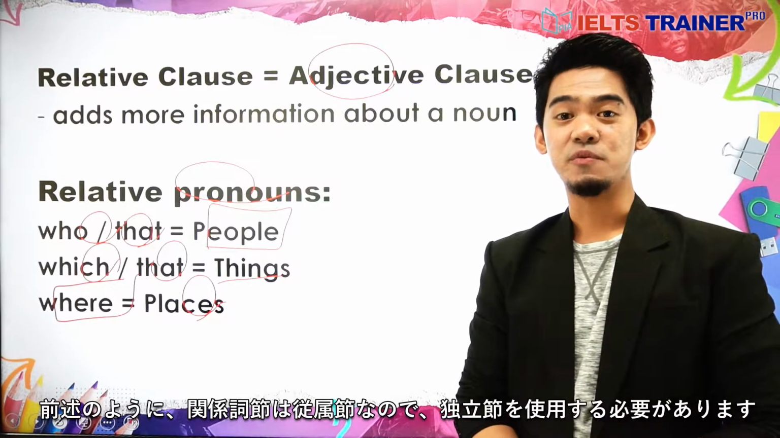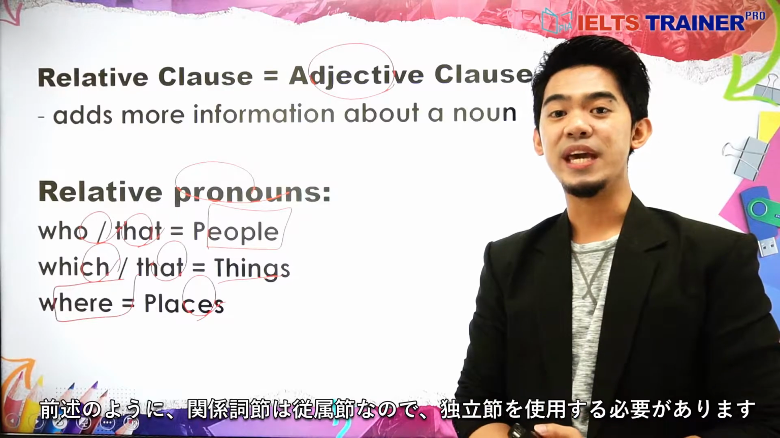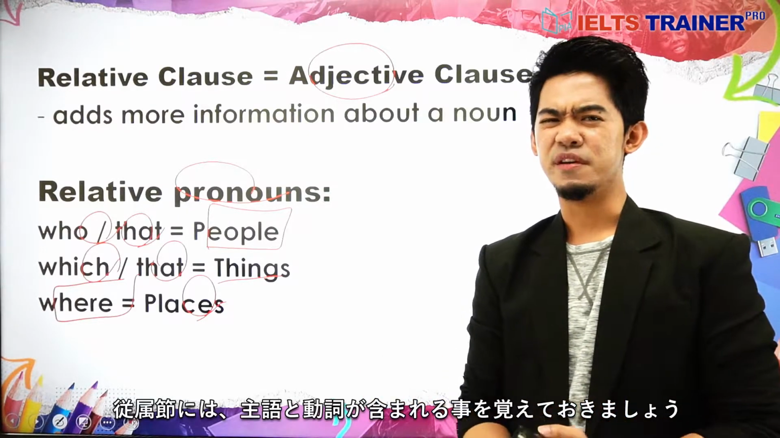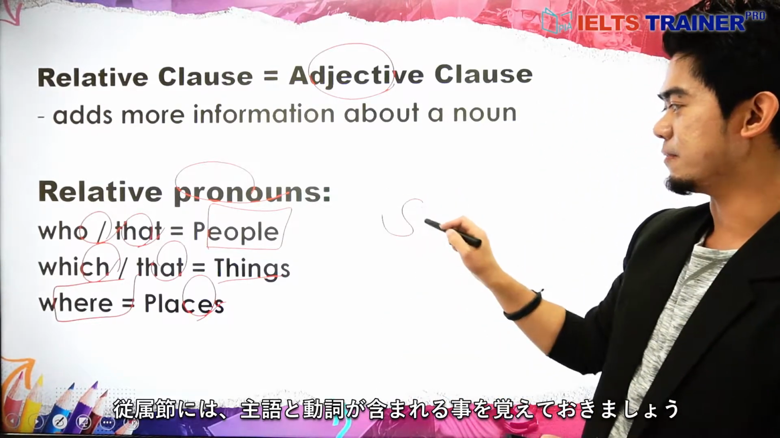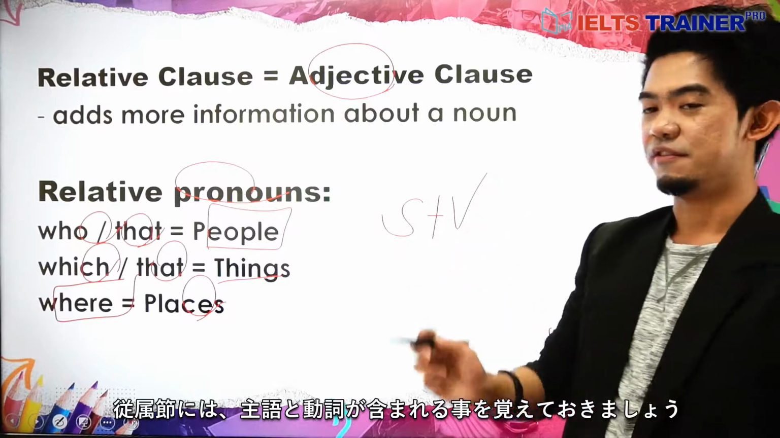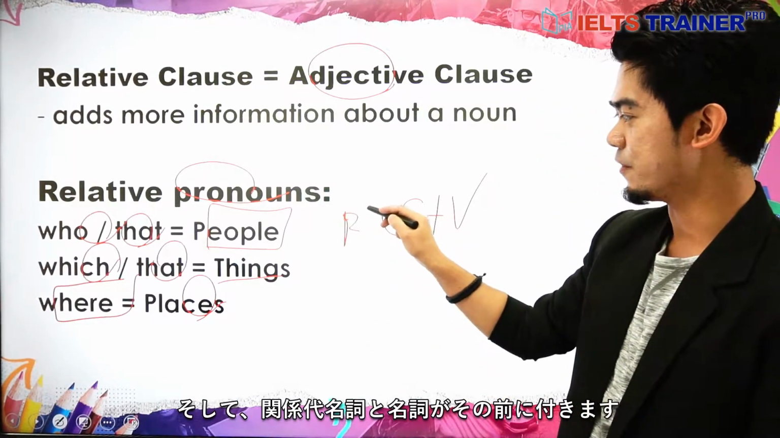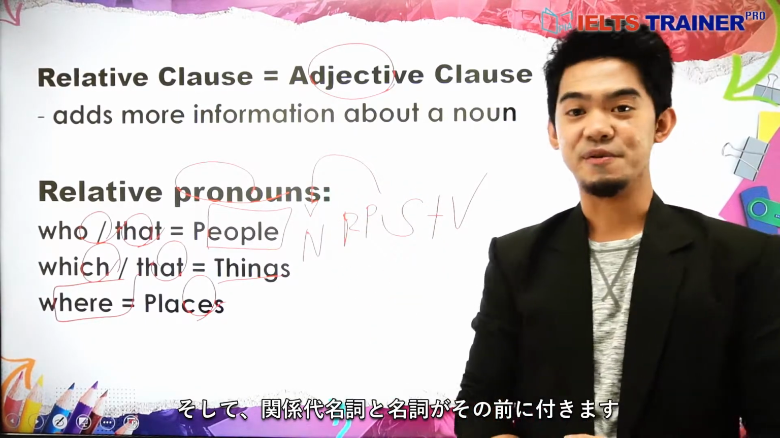As I have mentioned, relative clauses are dependent clauses, which means that we have to use an independent clause. We have to remember that inside our dependent clause, there are a subject and a verb. And then, definitely, here is our relative pronoun, and in front of it is our noun.